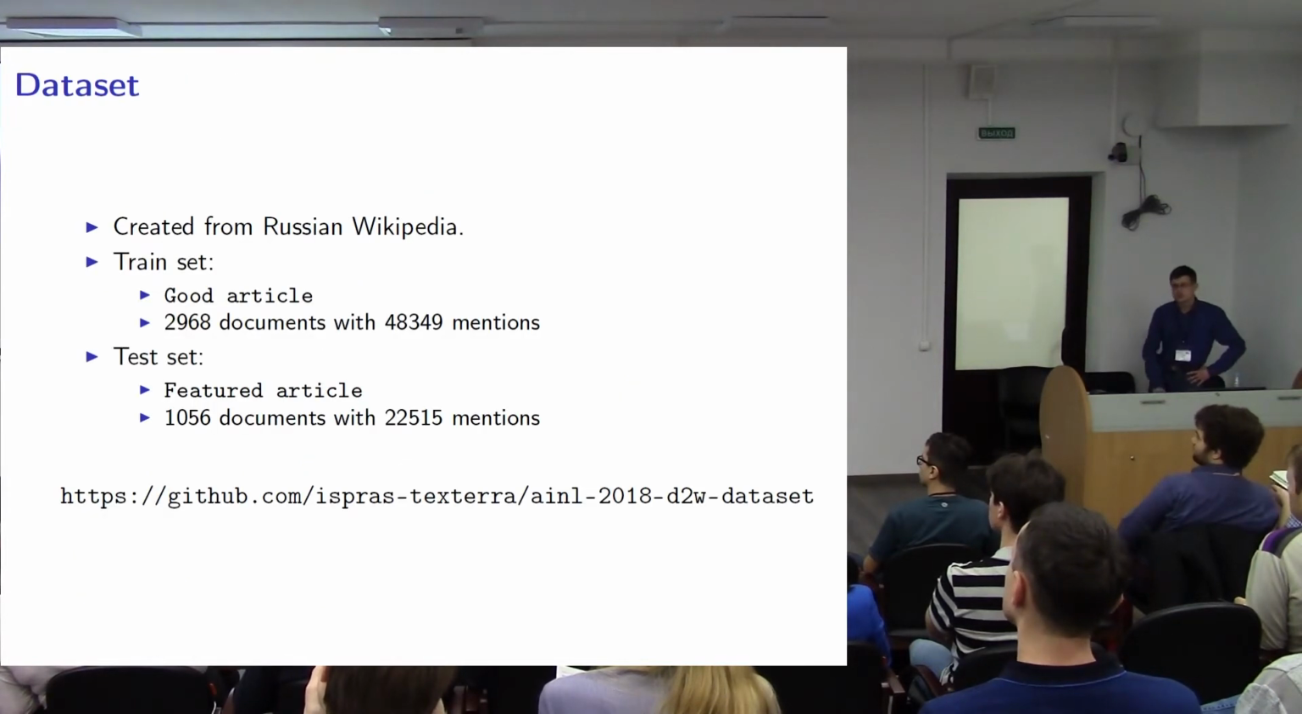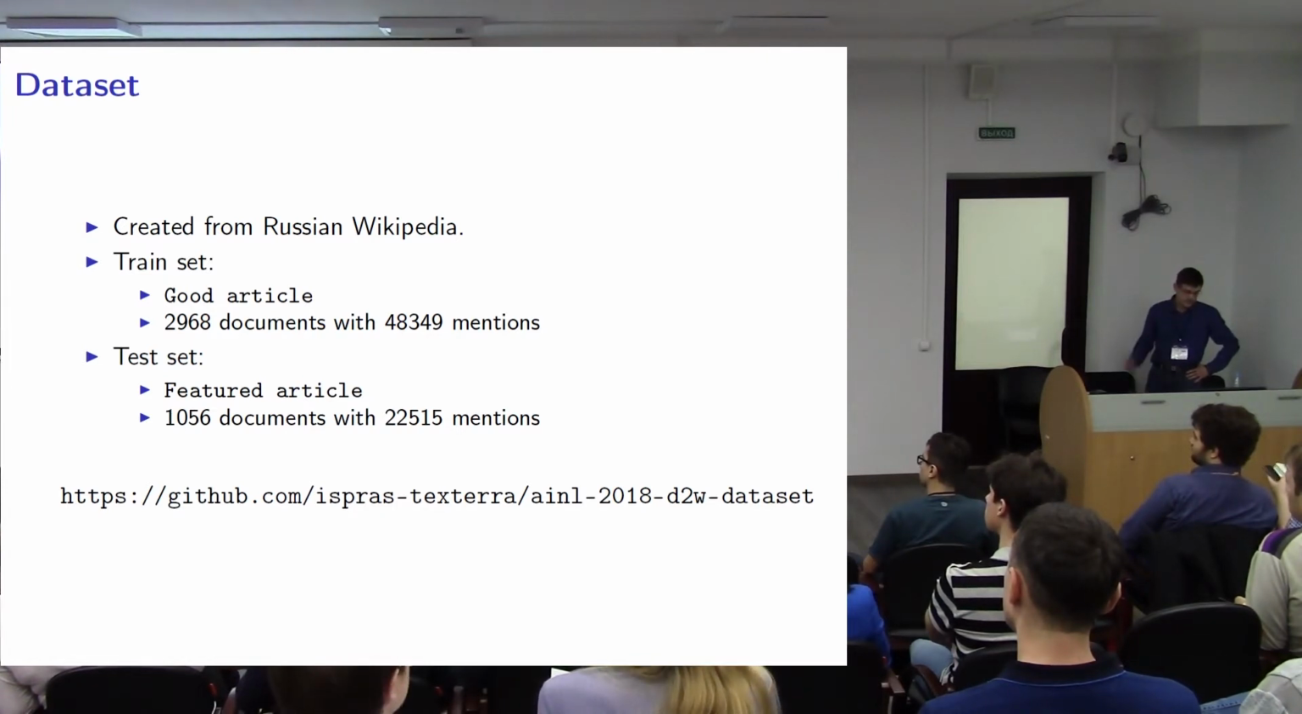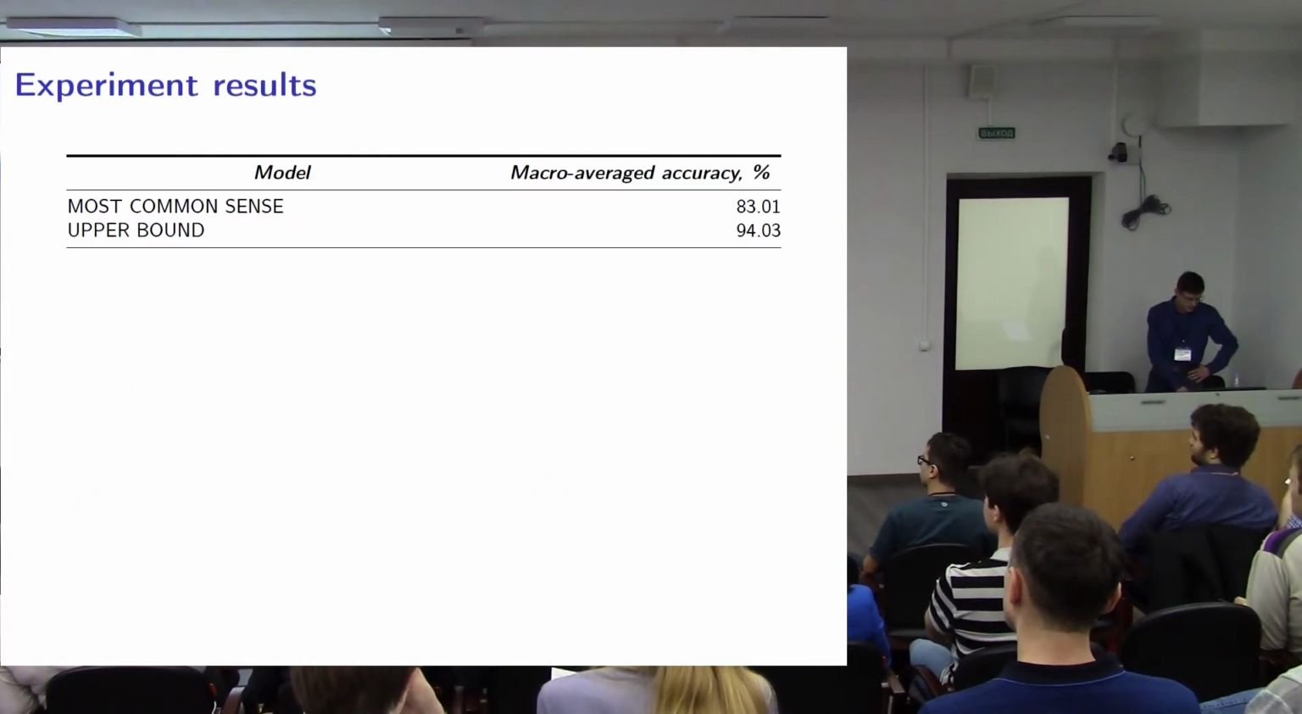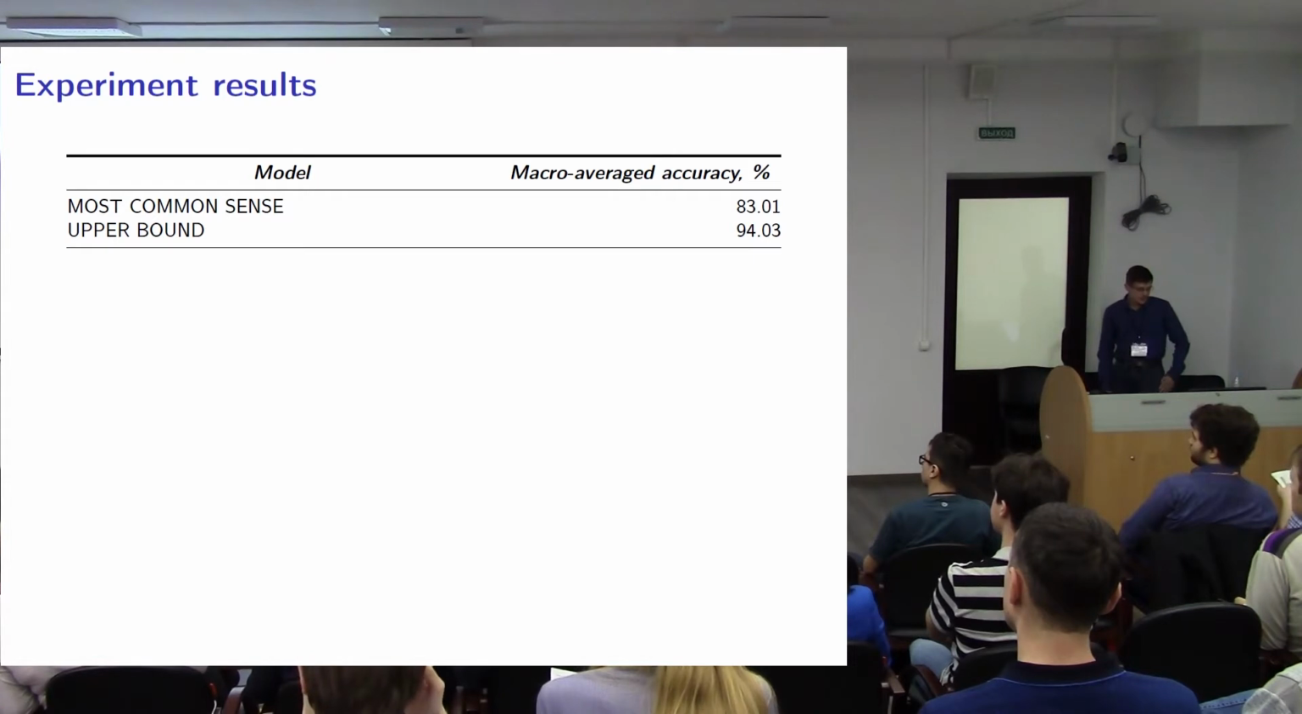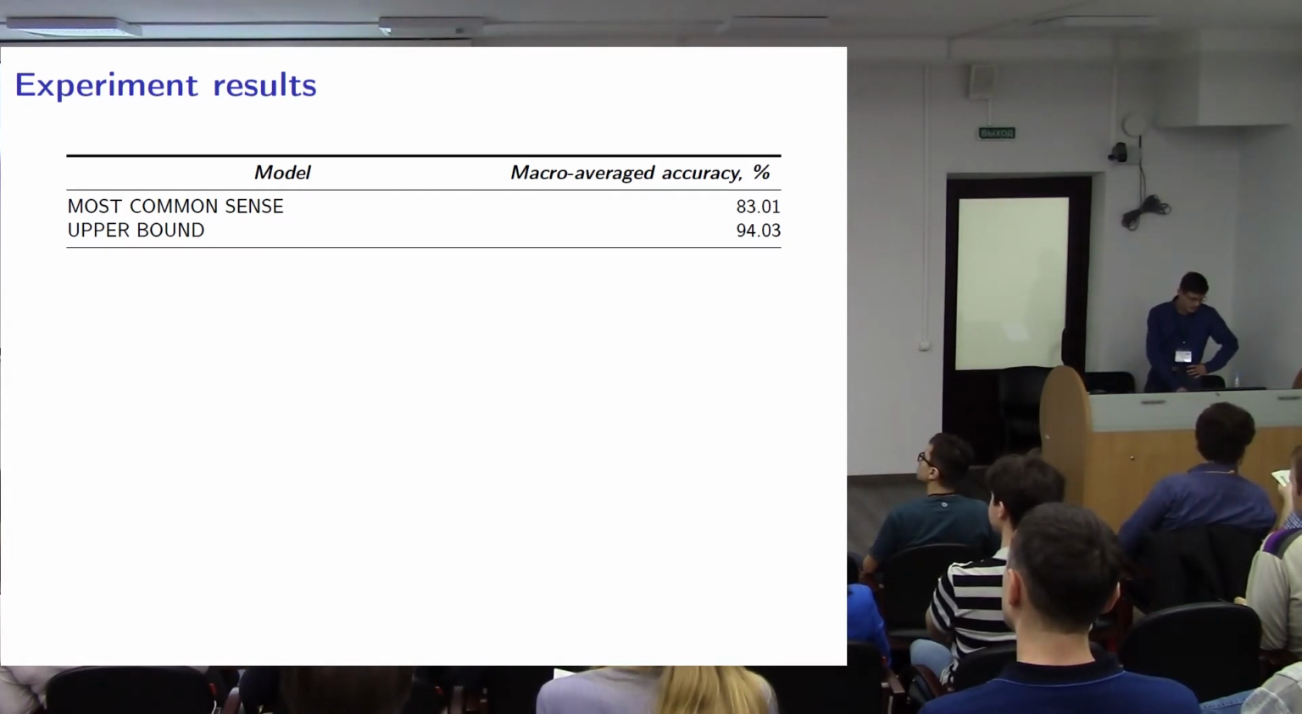We have somehow to evaluate our approach, and we created a dataset for the Russian language, as there was no such thing. Statistics and the link are on the slide. Okay, and now the results. So here is the baseline, which is quite strong, and the upper bound.